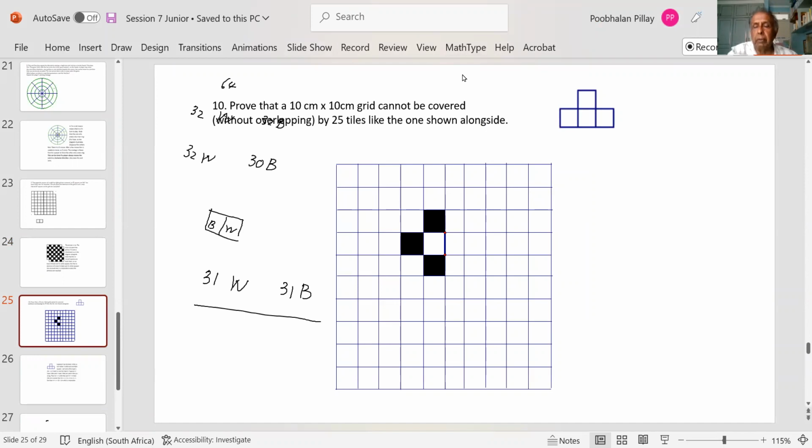All right. The next problem is very similar. This time you've got to think like this now. You haven't got dominoes. You've got a block which has got four squares like this, and you've got a 10 by 10 grid. So you've got 100 squares altogether, right? Can this be covered with these tiles, shaped like this? Is it possible to cover the whole lot?